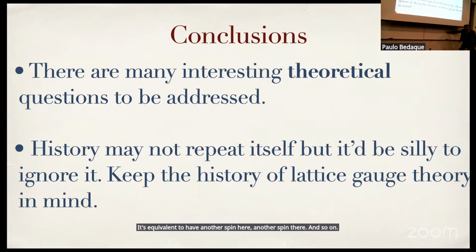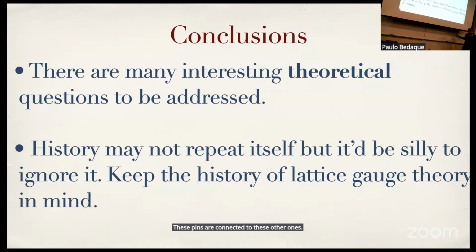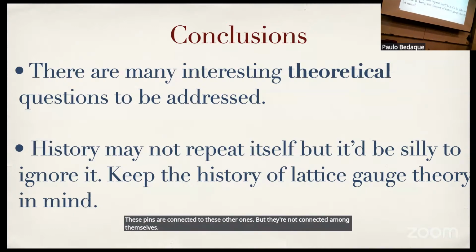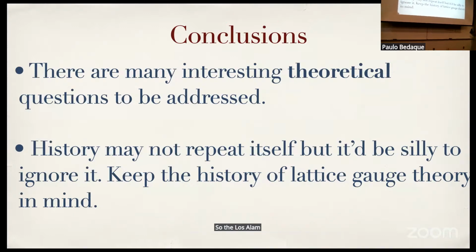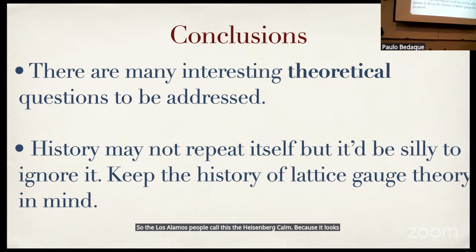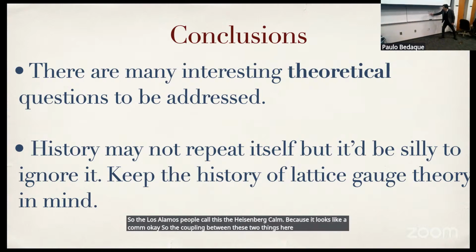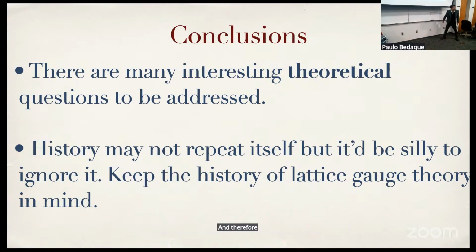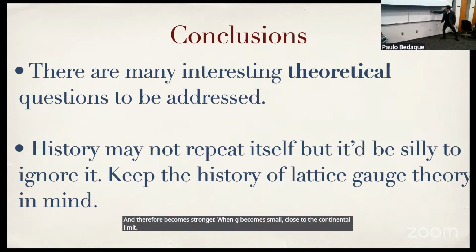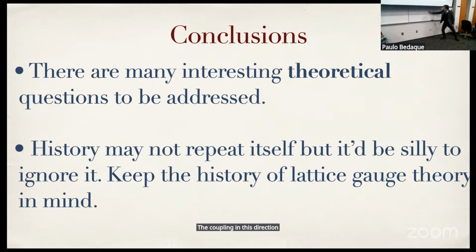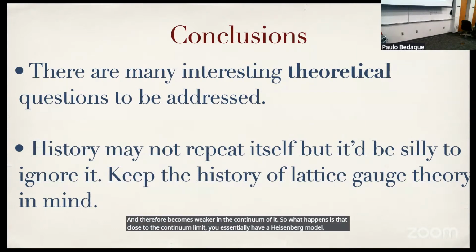These spins are connected to these other ones, but they're not connected among themselves. So the Los Alamos people call this the Heisenberg comb, because it looks like a comb. The coupling between these two goes like 1/g², and therefore becomes stronger when g becomes small, close to the continuum limit. The coupling in this direction is proportional to g², and therefore becomes weaker in the continuum limit. So close to the continuum limit, you essentially have a Heisenberg model. But it's not the Heisenberg model.